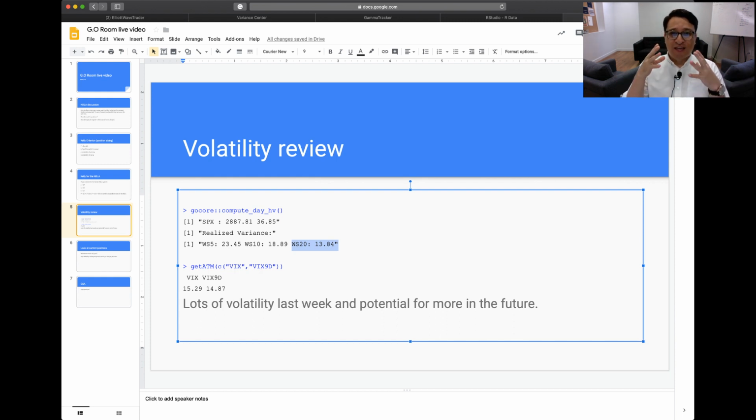So just keep perspective, folks. Keep, as they say, the forest from the trees. Right now the forest is telling us that yes, there is some volatility, but not quite. But if we see these kinds of values slowly percolating through the WS20, then we should worry. Okay. And looking at VIX and VIX 90, it is a little high, not that much, 1529, 1487.